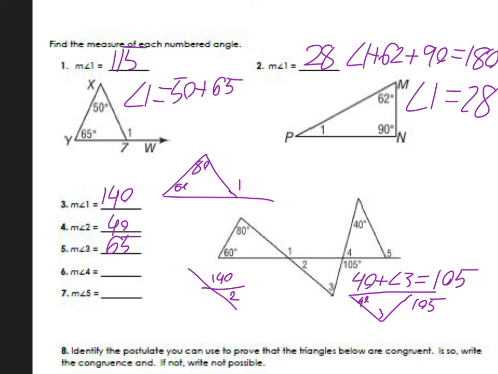Angle 4, well, angle 4 and 105 are a linear pair. So by definition, angle 4 must be supplementary to 105, which means angle 4 must be 75. And if 75 is angle 4, then 75 plus 40 equals angle 5. Angle 5 must be 115.